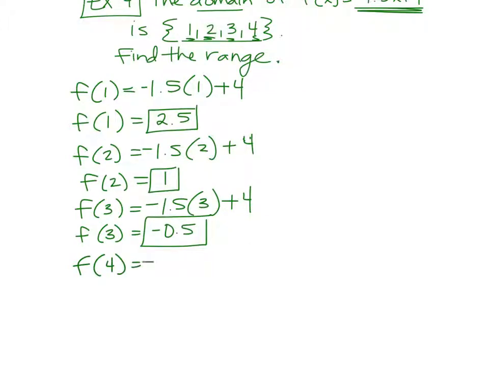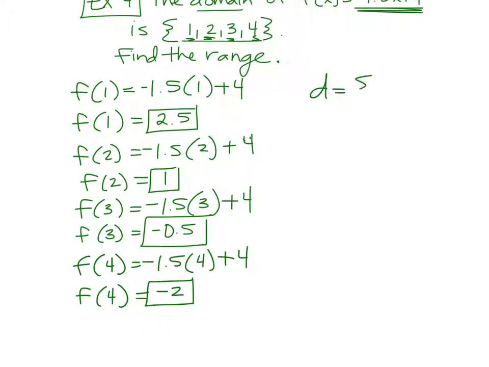So f of 4 is negative 1.5 times 4 plus 4. So f of 4, negative 1.5 times 4 would be a negative 6. Negative 6 plus 4 is a negative 2. Okay, so if they gave us a domain, right, they told us the domain was 1, 2, 3, 4, my range would be those 4 numbers that are boxed.